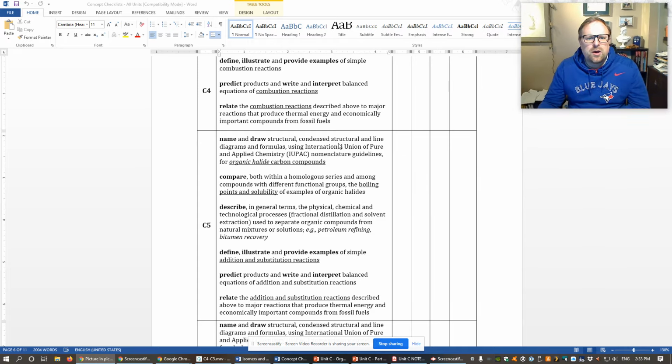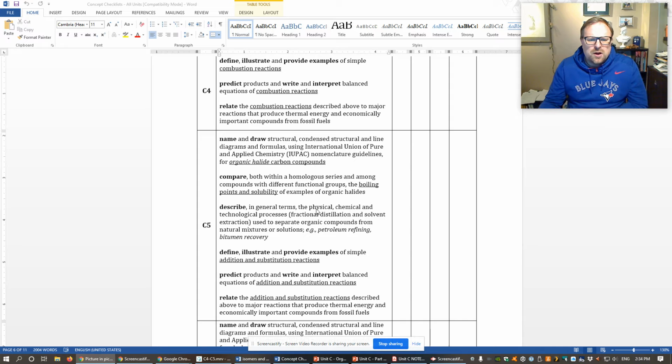So what we're working on, concept C4, is basically combustion reactions, having a look at what combustion reactions are, how they work, and bringing in a little bit of economically important fuels, those kinds of things. And then C5 is going to be covering organic halide compounds or organic halogens, and talking about what those are, how to name them and draw them using our IUPAC standards.